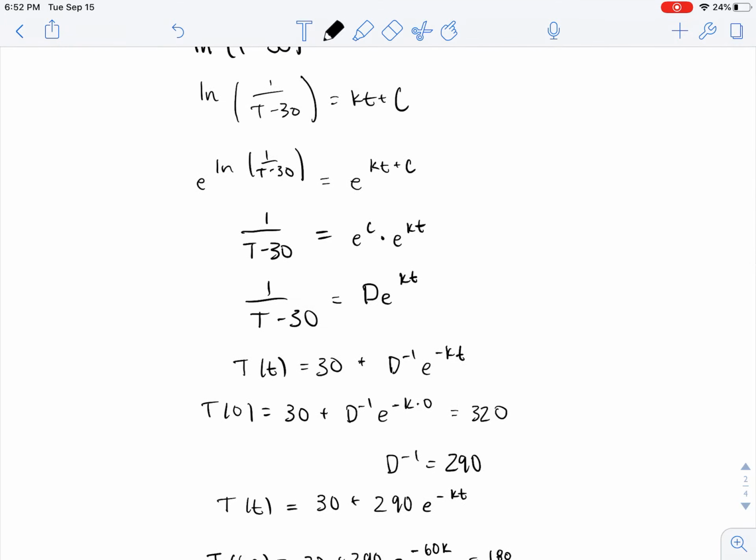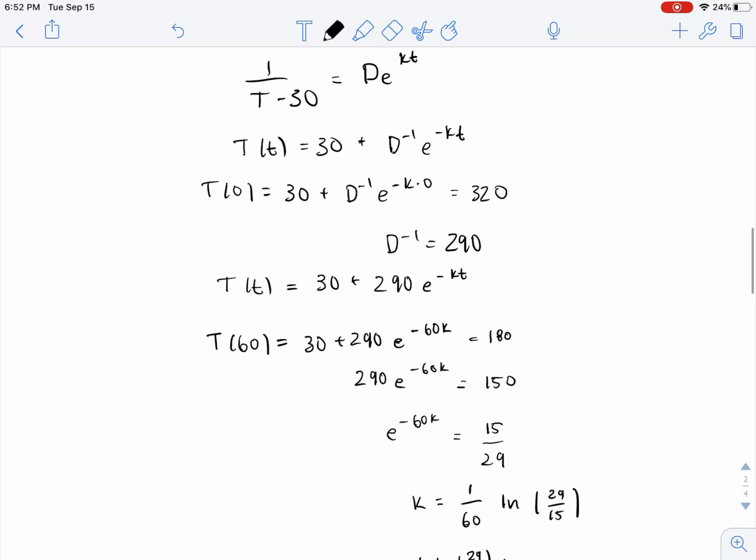And now, solving for T, which is the temperature function, we find that T of t is 30 plus D to the negative 1 times e to the negative kt. So starting with our initial value, t equals 0, so T of 0 equals 30 plus D to the negative 1 times e to the negative k times 0 equals 320. We find that D to the negative 1 equals 290, and we can plug that back into T of t, which is T of t equals 30 plus 290 times e to the negative kt.